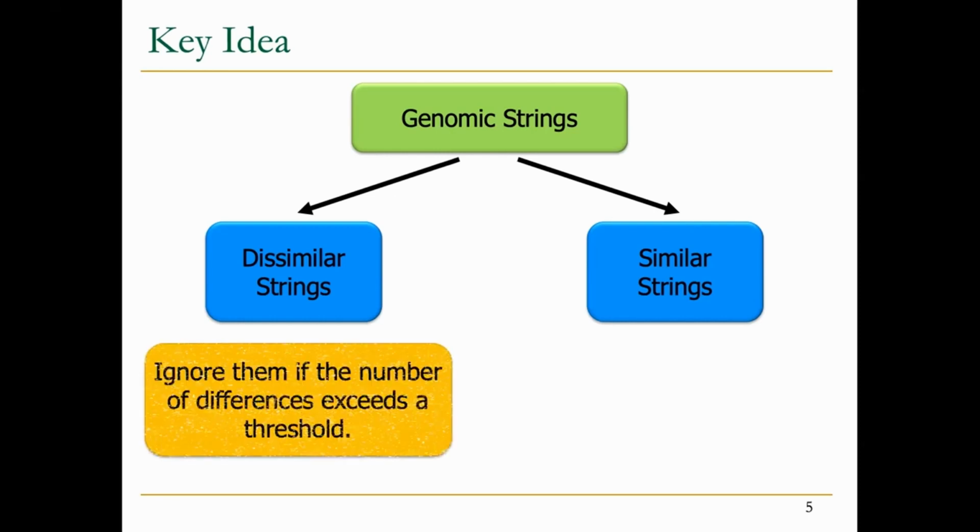And if they are dissimilar, normally we don't care about them. We don't need them. So we do some calculation until we figure out that they are dissimilar, and then we trash them. Why is that? Because simply the number of differences between these pairs already exceeds the threshold, and probably they don't have any significant meaning for the disease that we are studying.